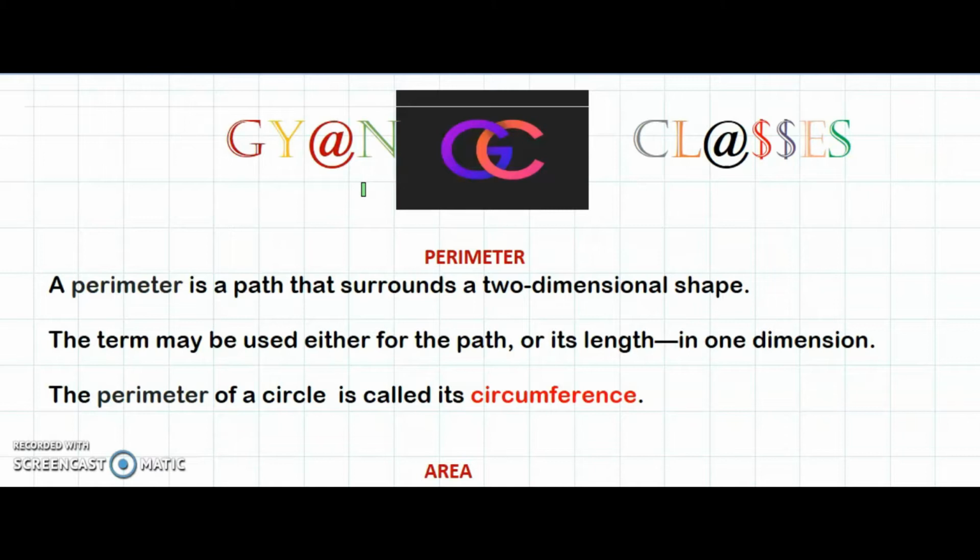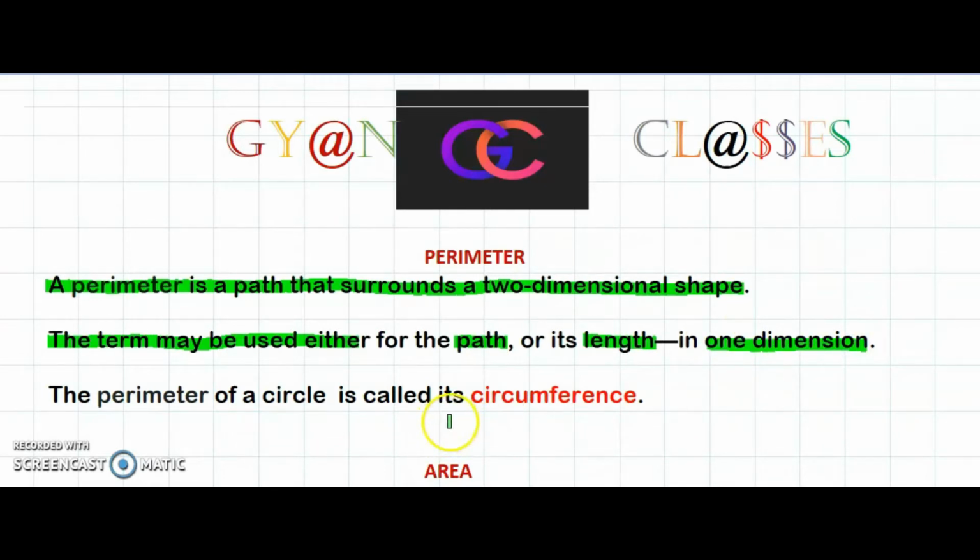As you can see here, a perimeter is a path that surrounds a two-dimensional shape. This is called a perimeter. Now, we use different terms for that. The term may be either path, or we can use another word, the length, that we are discussing in two-dimensional shapes.